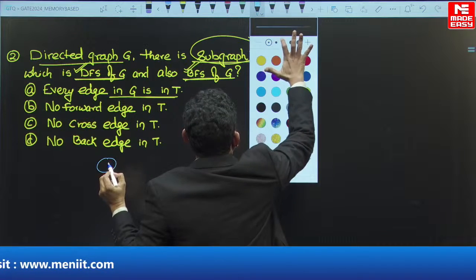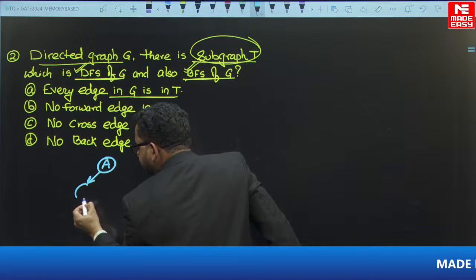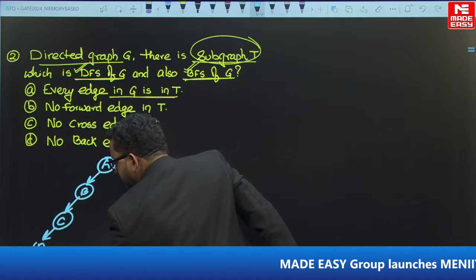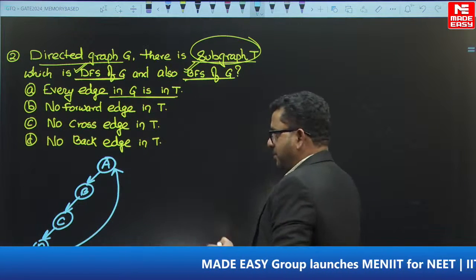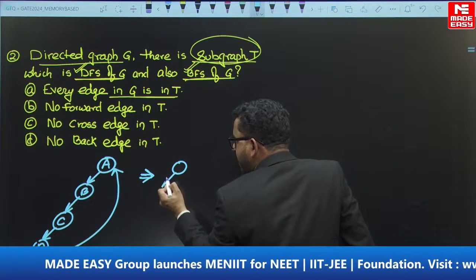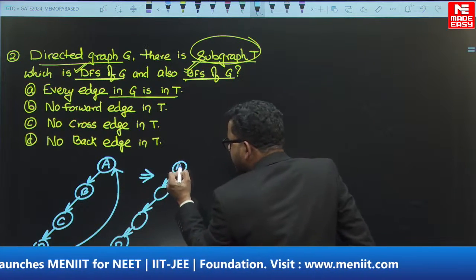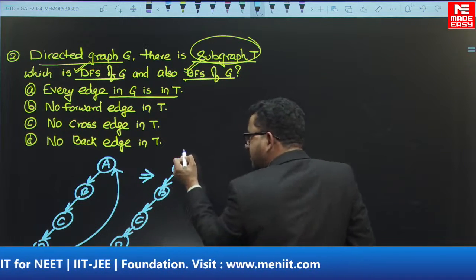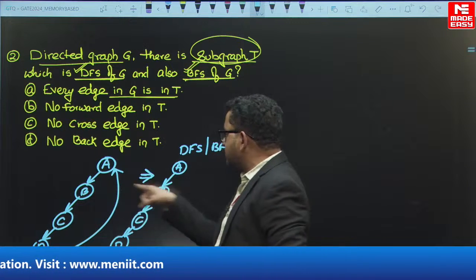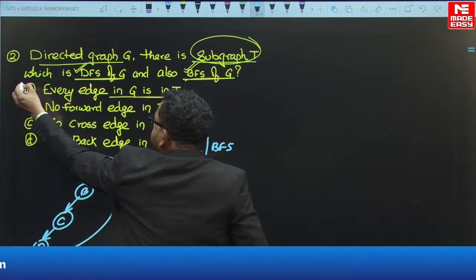So for example, if the graph is something like one cycle, assume this is the graph and this is the tree. If you call DFS or BFS, the DFS or BFS spanning tree is the same here. A visited, B visited, C visited, and after that it visits D. It is a DFS spanning tree as well as a BFS spanning tree, but still it is not equal to the graph. This is the graph and this is the T.